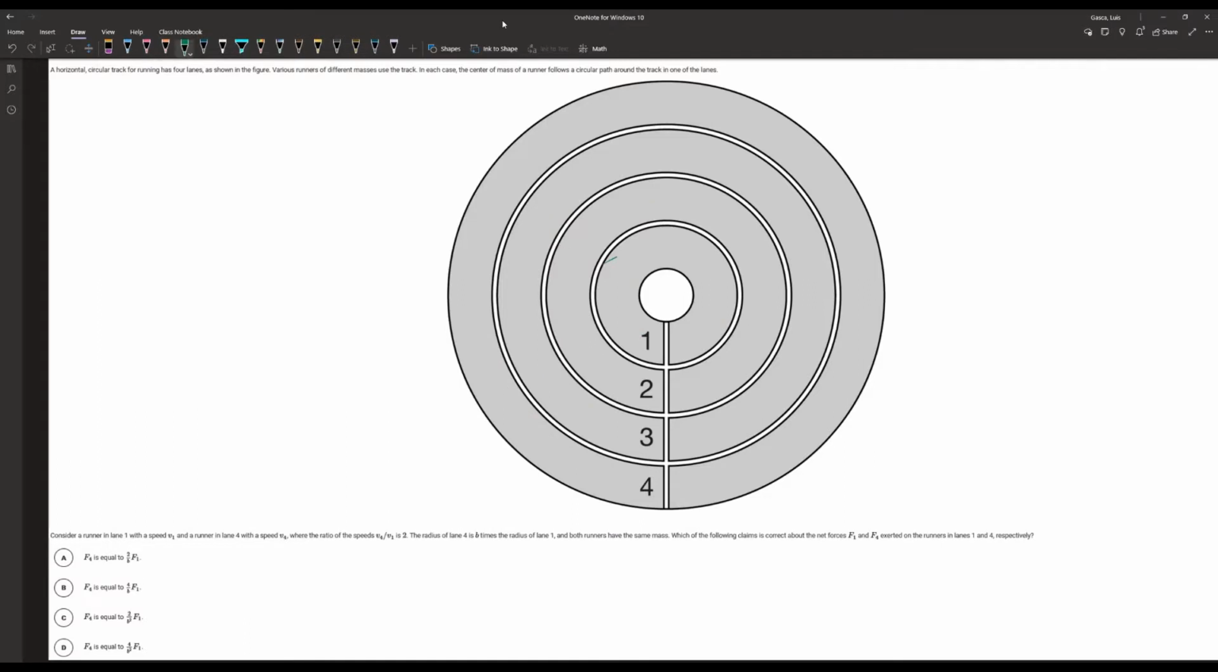And they say, consider a runner in lane 1 with a speed v1 and a runner in lane 4 with a speed v4, where the ratio of the speeds v4 over v1 is equal to 2. The radius of lane 4 is b times the radius of lane 1. Both runners have the same mass, and the question is, which of the following claims is correct about the net forces F1 and F4 exerted on the runners in the lanes respectively?